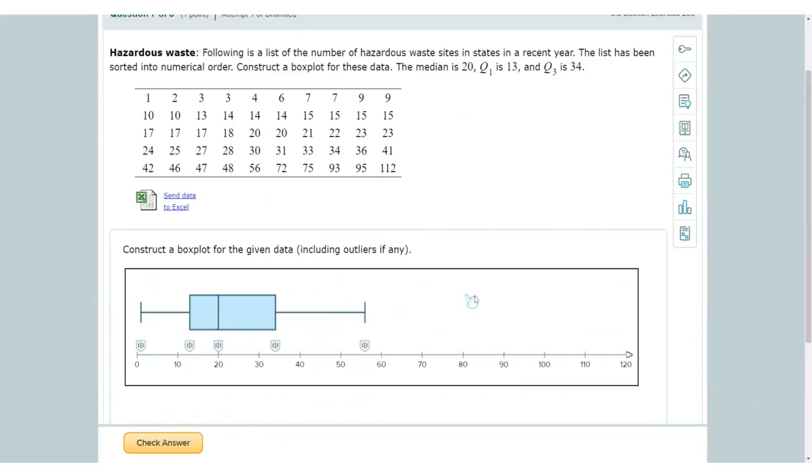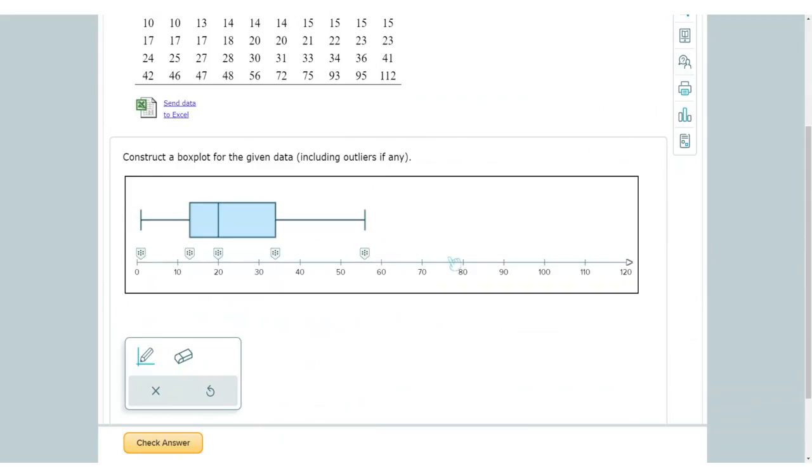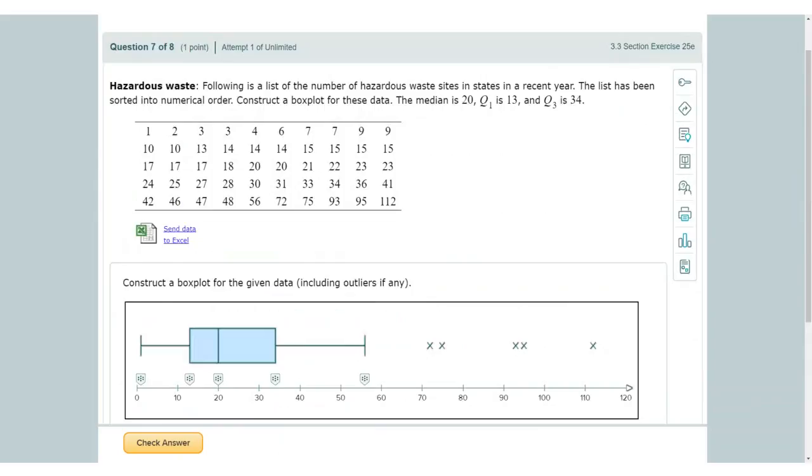So now there's some way to put in the outliers. Let's see if this is it. So 72. Yep. 75. 93. 95. 112. That's your box plot for that data. And you really didn't even need to download that data on this one. You just, because they gave you all the important information, all the calculations, the median, the Q1, and the Q3.